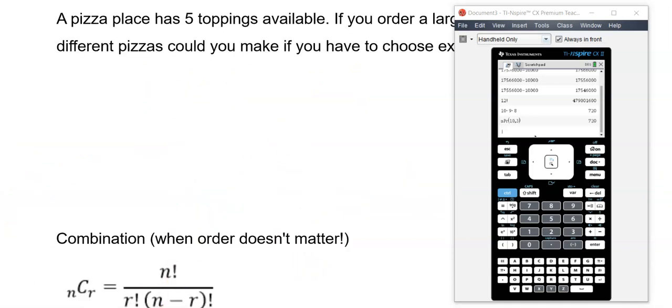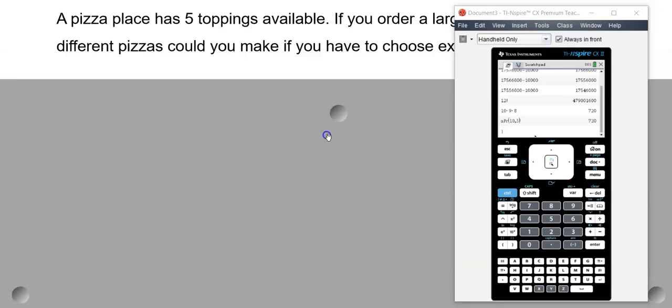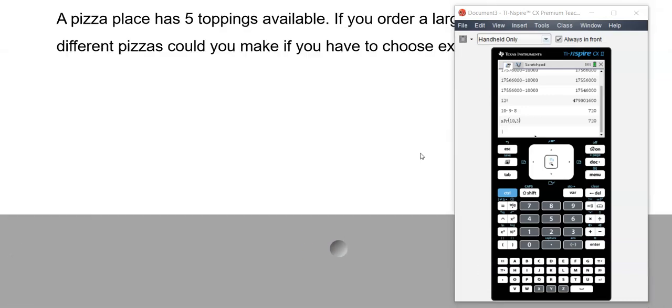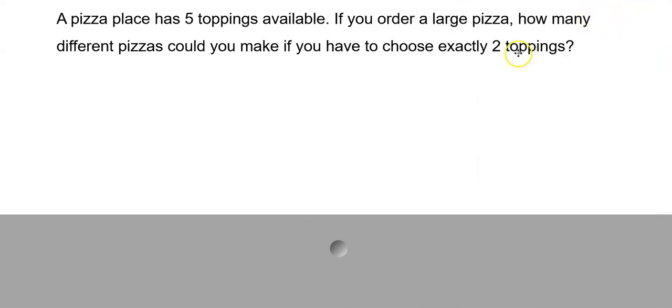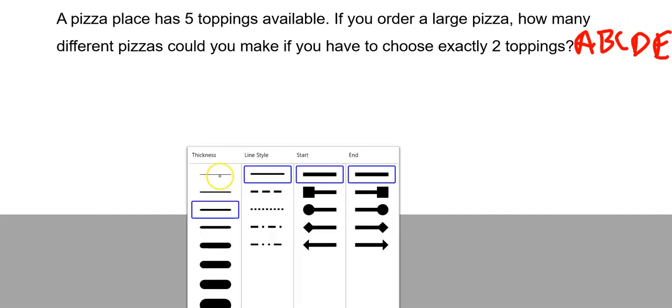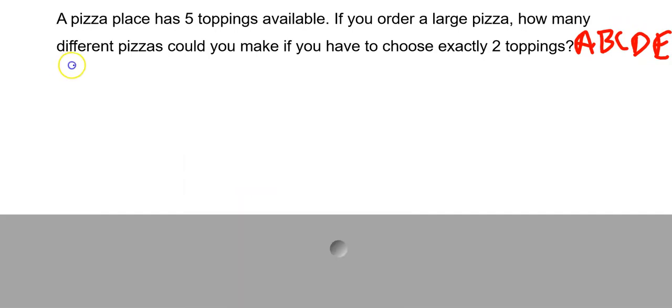It's a little different type of problem here, a little nuance here. So this one says a pizza place has 5 toppings available. If you order a large pizza, how many different pizzas could you make if you choose exactly 2 toppings? So let's pretend let's call the toppings A, B, C, D, and E. So let's list out all our possible topping combinations. So let's start with A. So I could choose A and B. I could choose AC. I could choose AD. And I could choose AE.